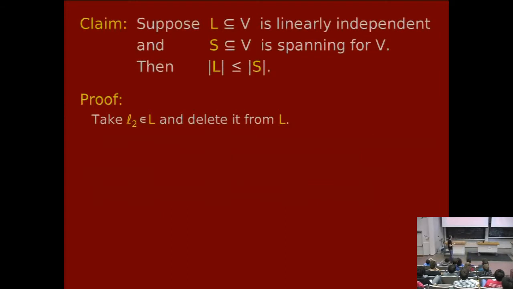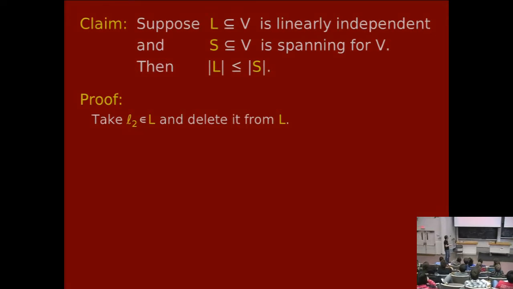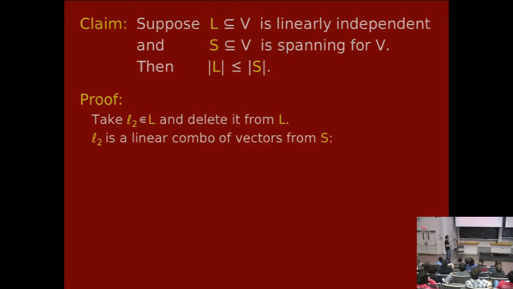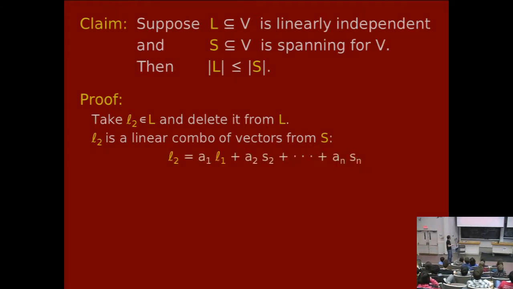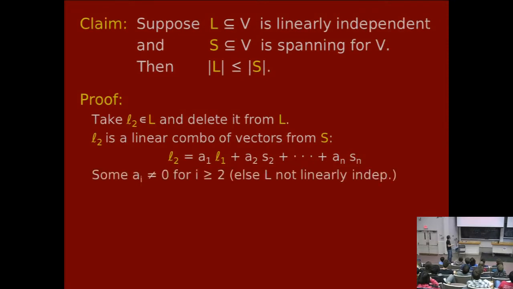So I'm going to sort of repeat. I'm going to take L2, another vector from L, and delete it. And S is still a spanning set, so again, L2 is some linear combination of the vectors in it. Now the vectors in it are L1, S2, up to Sn. And I claim that one of A2 through An has to be non-zero now.